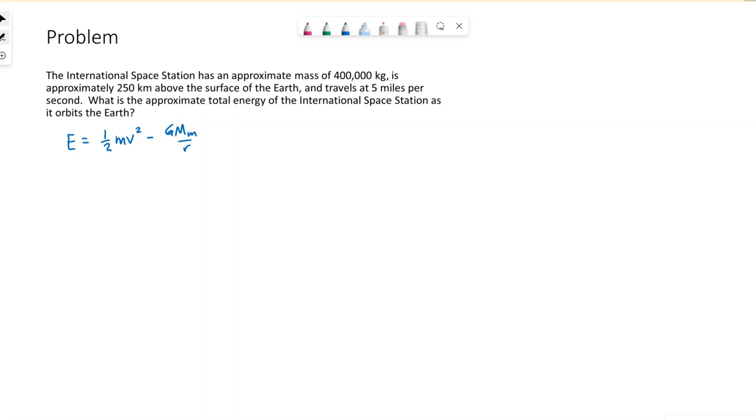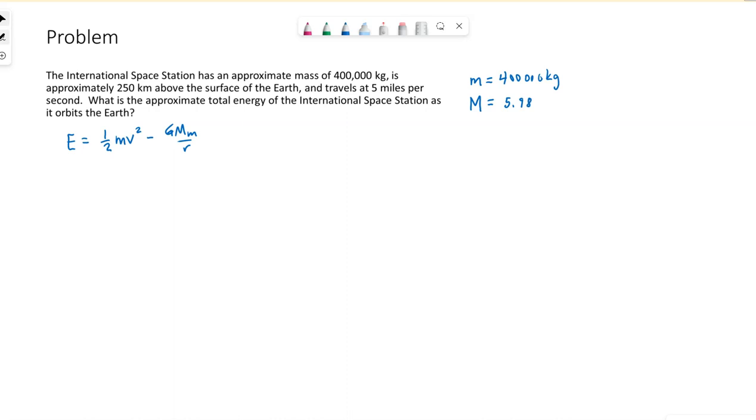Now, as a reminder in this equation, m, the lowercase m that I'm writing, is the mass of the space station, the object that is orbiting. So the mass that's in every term is the mass of the object that we're talking about the energy of. Capital M in my gravitational potential energy term is going to be the mass of the Earth, because that's what the space station is orbiting.